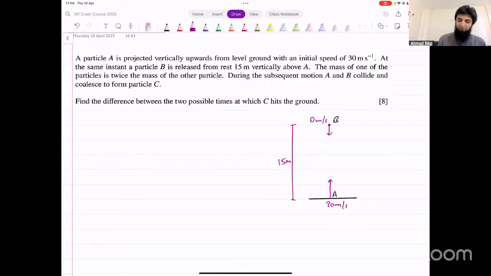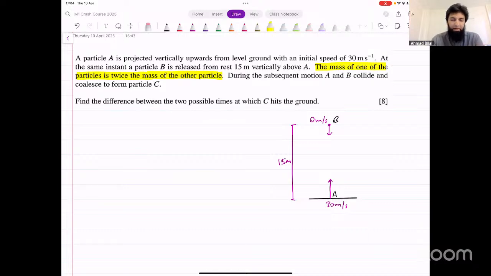The mass of one of the particles is twice the mass of the other particle. Do we know which particle is twice the mass of the other particle? They don't mention that, right? They don't mention which particle is twice the mass of the other particle. So we would have to consider two cases for this.